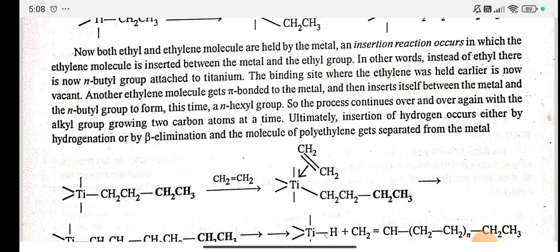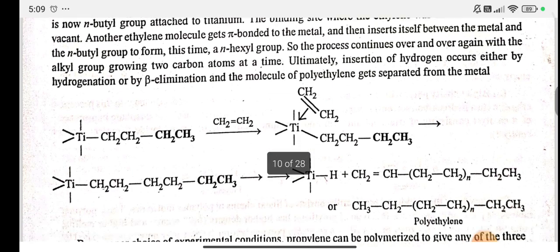An insertion reaction occurs in which the ethylene molecule is inserted between the metal and the ethyl group. In other words, instead of ethyl, there is now an n-butyl group attached to titanium. The binding site where the ethylene was held earlier is now vacant. Another ethylene molecule gets pi bonded to the metal and then inserts itself between the metal and the n-butyl group to form, this time, a hexyl group. So the process continues over and over again with the alkyl group growing two carbon atoms at a time.